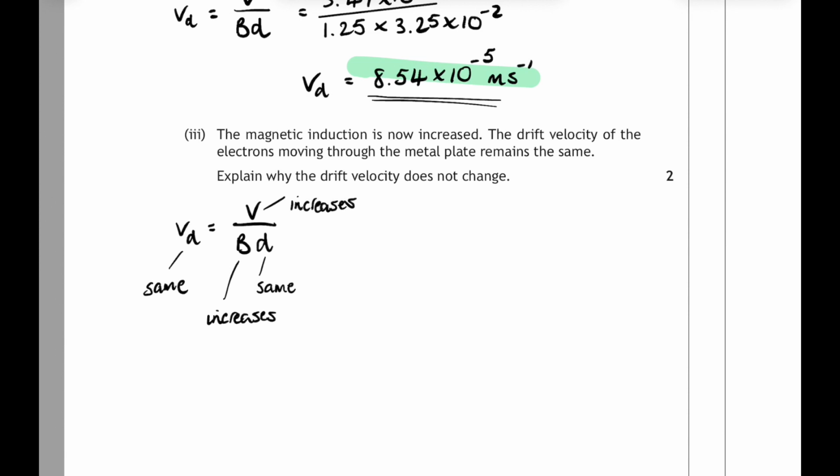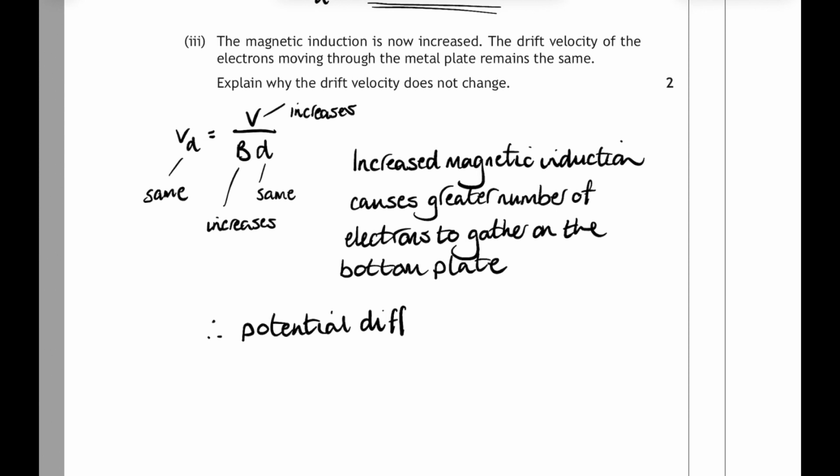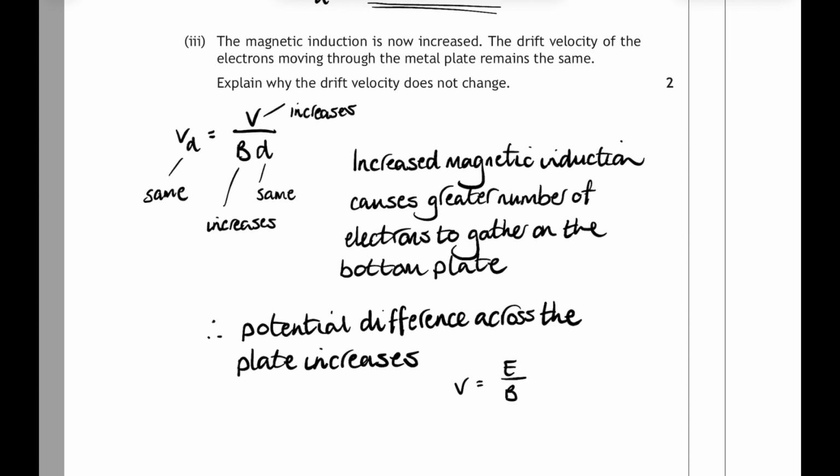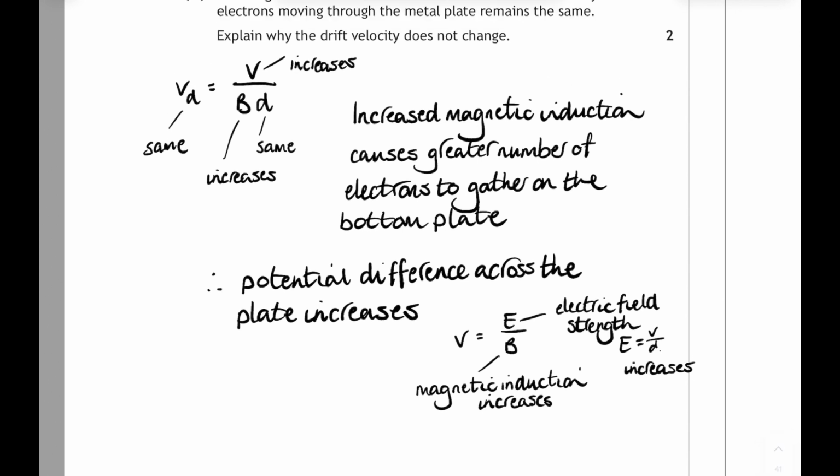Now, why does the potential difference increase? Well, the increased magnetic induction is going to cause a greater number of electrons to gather at the bottom of the plate, and therefore the potential difference across the plate will increase. Or another way of looking at that is to say that the drift velocity is the ratio of the electric field strength to the magnetic induction. So if the magnetic induction increases, then the electric field strength increases as well, so that we get the same value for our drift velocity. That's pretty tricky. Let's have a look at the marking instructions.